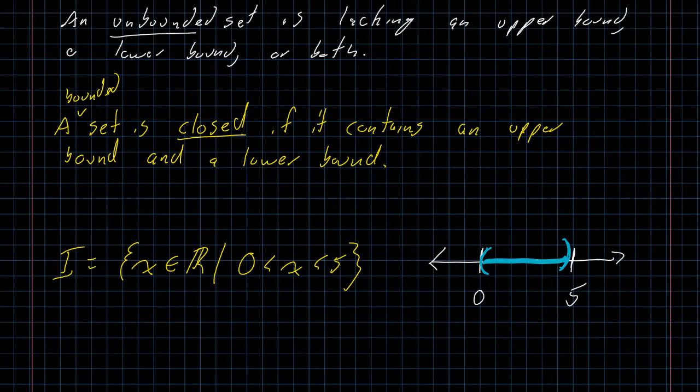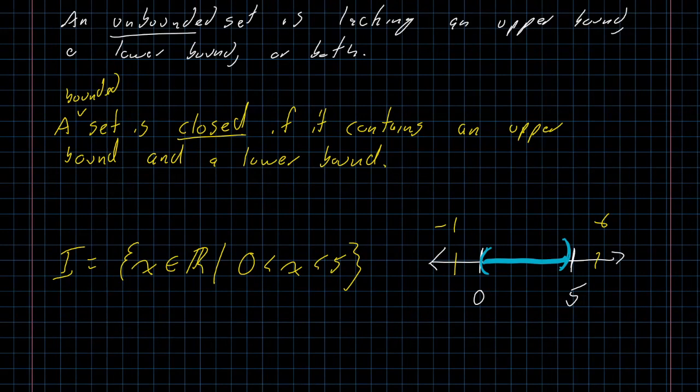I think it is pretty obvious that 0 is a lower bound for this interval. Every number in the interval is bigger than 0. One of the things that is not immediately apparent, but will be apparent if you think about it, -1 is also a lower bound for this interval. Likewise, 5 is an upper bound. 6 is also an upper bound. 12 million is an upper bound for this interval. Once you have a lower bound, there are infinitely many. Once you have an upper bound, there are infinitely many.